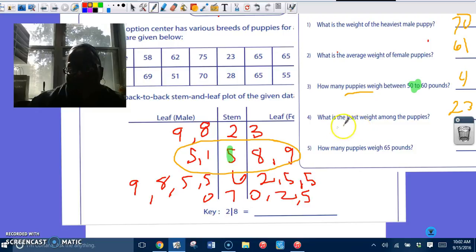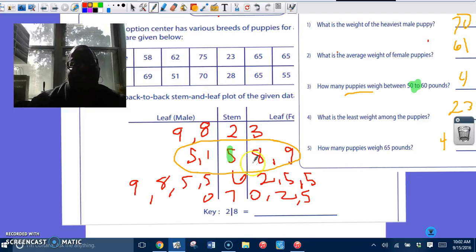Number 5, how many puppies weigh 65 pounds? All right, so we are at the 60s, right? You're looking for how many weigh 65? Well, just count all the leaves that are 5, because that means 65, 65, 65, 65. So that's 1, 2, 3, 4. There are 4 puppies that weigh 65 pounds, okay?